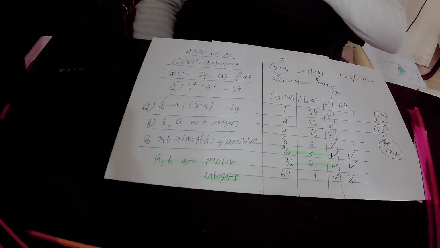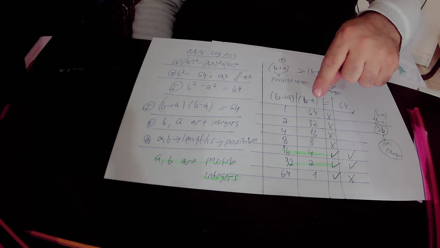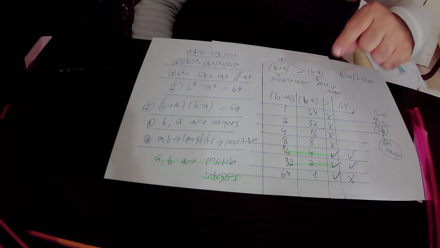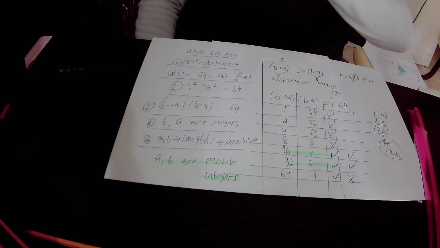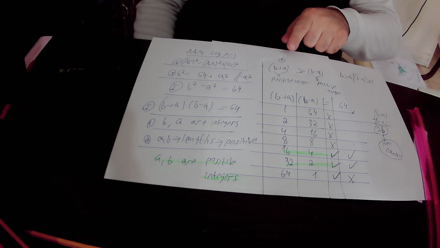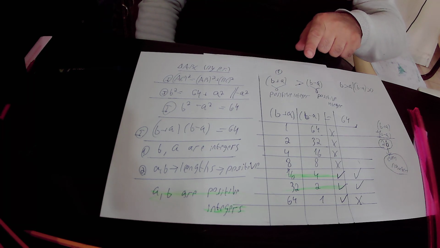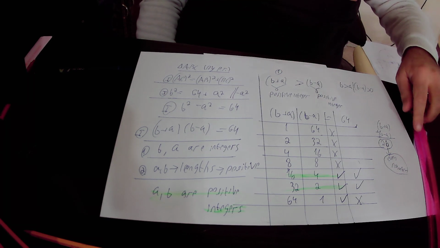So we found out that out of 7 options, we are left with only 3 possible solutions. The others are not good because they don't meet the requirement that B plus A is greater than B minus A.